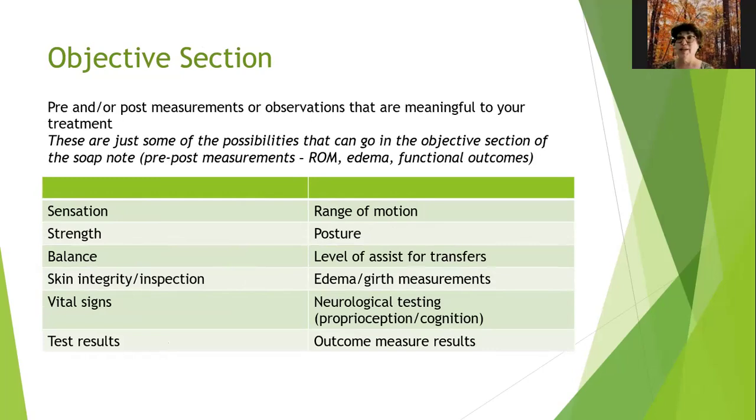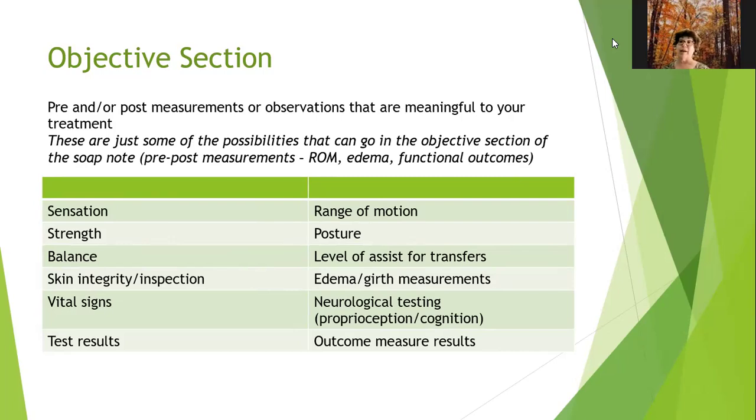So in the objective section, it includes data. My new catchphrase is data or it didn't happen. So this can include pre and post measurements or observations that are meaningful to your treatment, like postural observations. You can document a lot in objective beyond measuring range of motion or strength. Range of motion, observations and measurements of edema, functional outcome measures, and we'll talk about functional outcome measures a bit later, sensation, strength, balance, skin integrity, skin inspection, vital signs, test results.